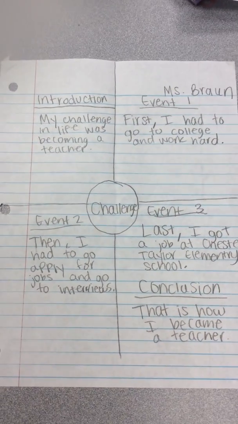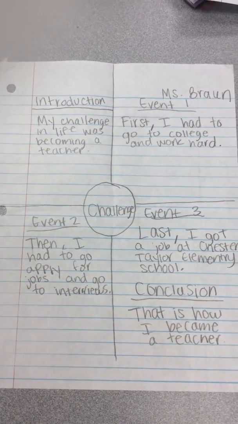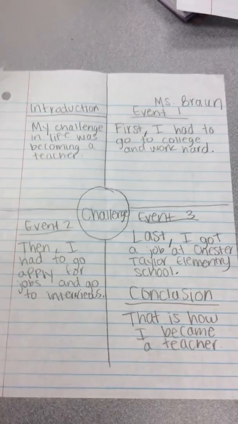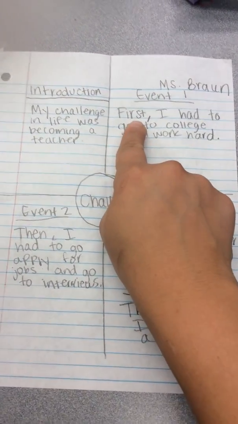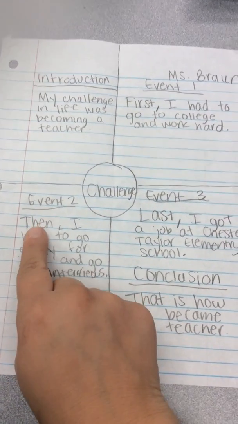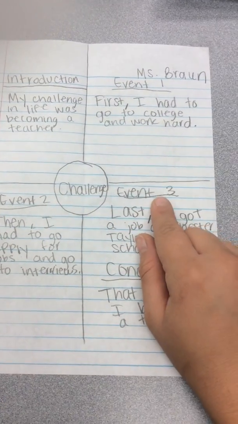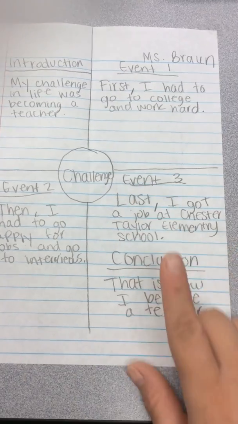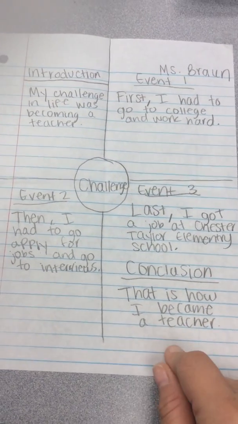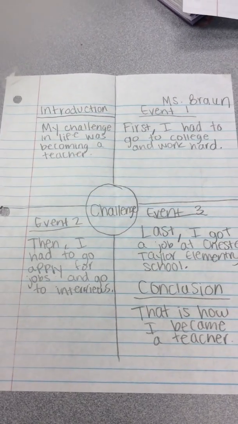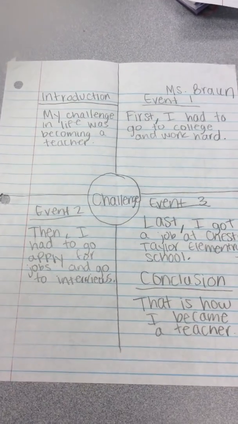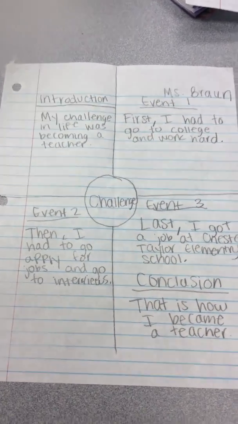So when you're done with your 4-square, it should look like this. You should have 4 boxes with events that happen in your narrative. Don't forget your introduction, your event 1 with a transition word, your second event with a transition word, your third event with a transition word, and your conclusion to sum it all up. That's how you do a narrative 4-square. Now it's your turn to use a 4-square to plan a challenge that you've had in life.